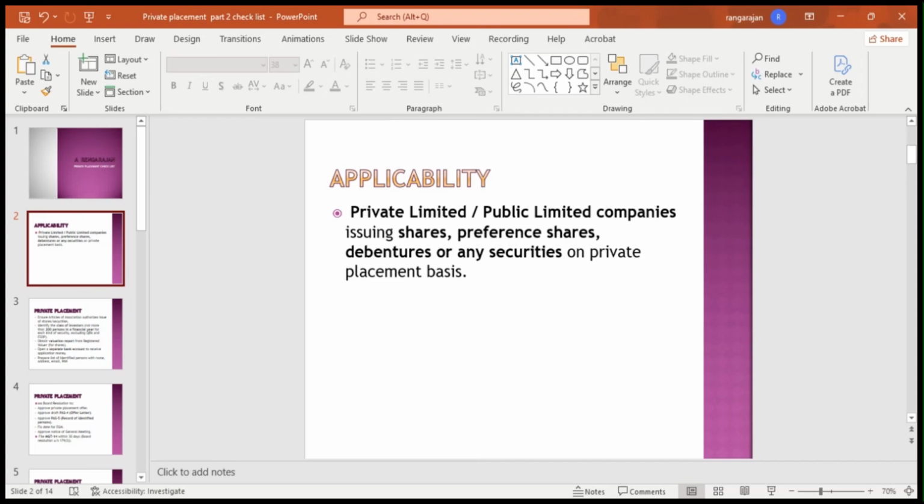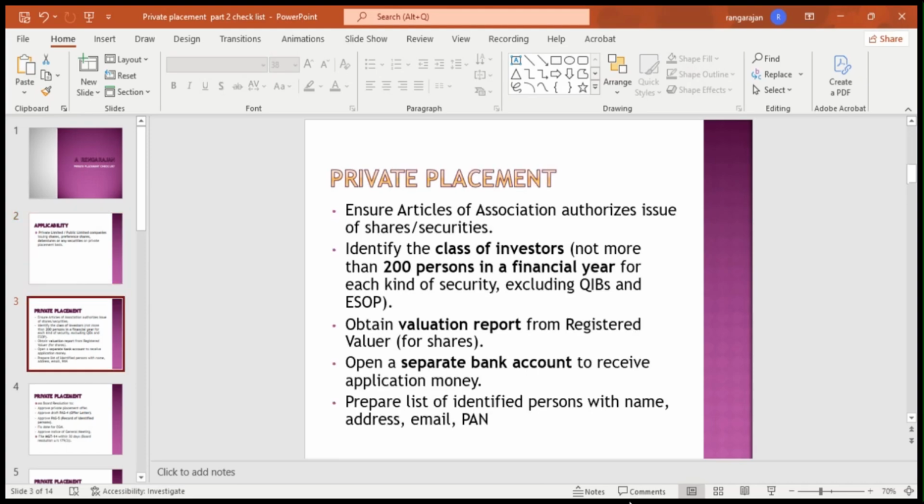Private limited and public limited companies issuing shares, preference shares, debentures, or any securities on a private placement basis. Now, what are the checkpoints for private placements?